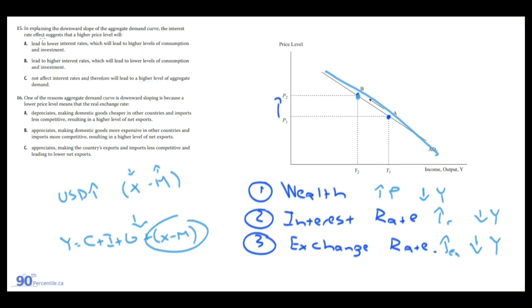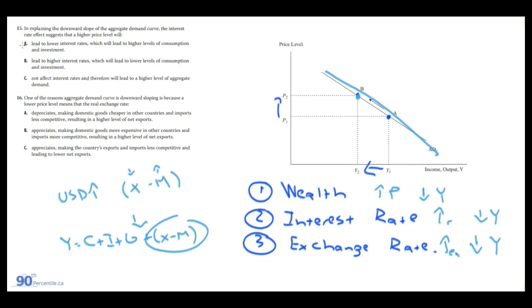So now going back to the question: in explaining the downward slope of the aggregate demand curve, the interest rate effect suggests that a higher price will, well, the key thing here is that higher prices are going to lead to lower output, right? So you can almost skip the whole extra step about worrying about interest rates, and we can just look at the answer that has a lower level of consumption.